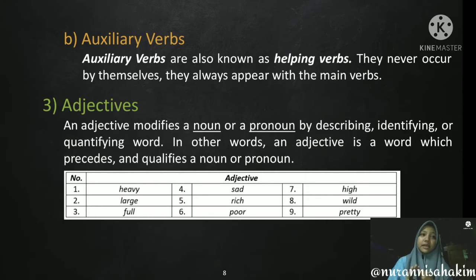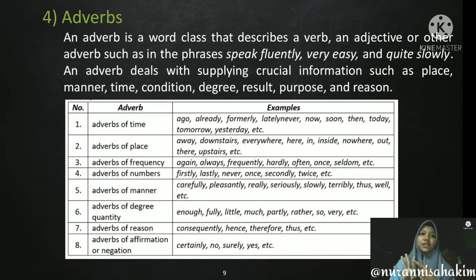The third is adjectives. An adjective modifies a noun or a pronoun by describing, identifying, or quantifying a word. In other words, an adjective is a word which precedes and qualifies a noun or pronoun. As you can see, I insert a table in the PowerPoint of adjectives such as heavy, large, full, sad, rich, poor, high, wild, and pretty.